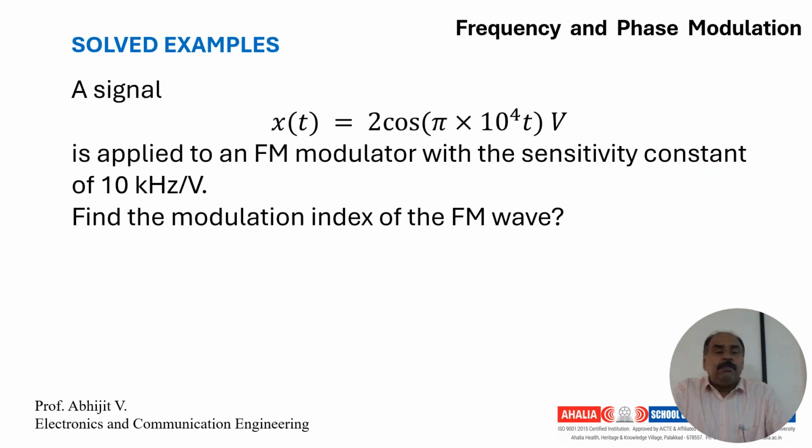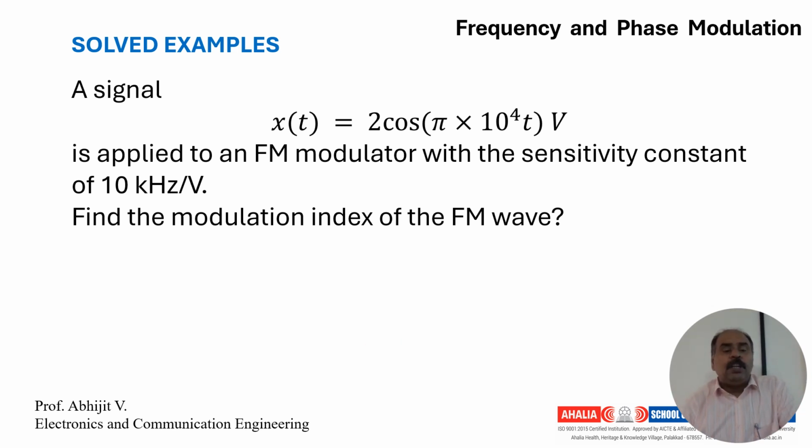Now we'll see some very simple problems. A signal is given, x of t is equal to 2 cos pi into 10 raised to 4 t volts. The signal is applied to an FM modulator with the sensitivity constant 10 kilohertz per volt. Find the modulation index of the FM wave. How will we find out the modulation index? What is the definition for modulation index?